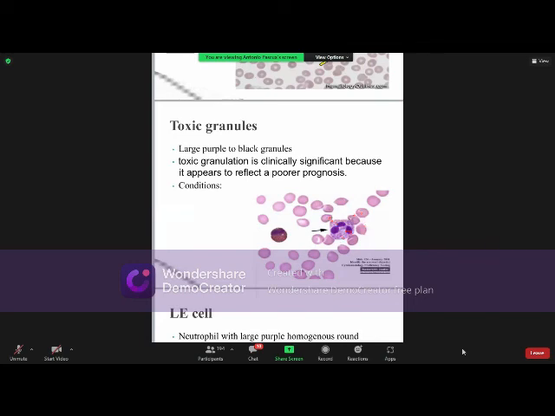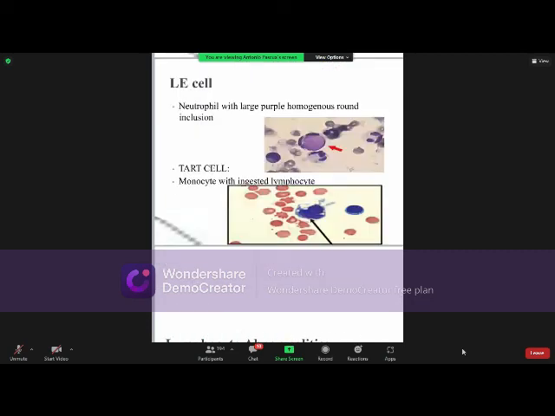Okay? And then lastly, before we go with lymphocyte abnormalities, we have this thing called lupus erythematosus cell and TART cell. So when you say LE cell, this is actually a neutrophil with ingested round inclusion body. And usually, those are from immune complexes or immune activities because of the disease that you have, yung lupus. Okay? When you say TART cell, this is a monocyte with an ingested lymphocyte.